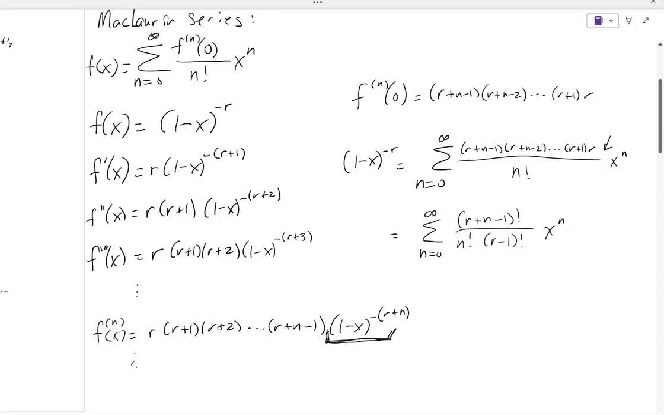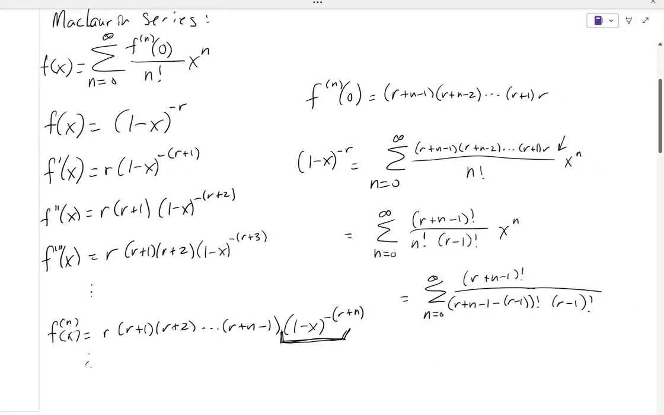Now, what if I write this in a strange way? What if I write that n factorial as r plus n minus 1 minus r minus 1 factorial? I know you don't have to rewrite it that way, but what if I write it that way? Why did I write it that way? What do I recognize that as now?